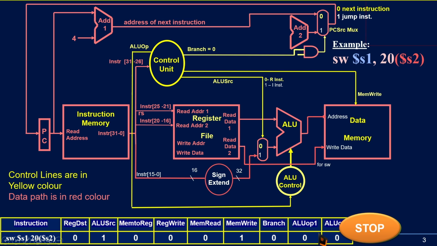And these are the control signals used here. Actually, the control signal ALU source should be 1, that is shown here. Then the memory write signal is used. Only these two control signals are used. And the branch control signal will be used. Then the ALU operation control signals are also used.